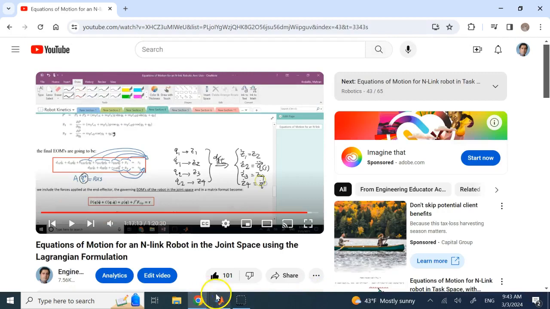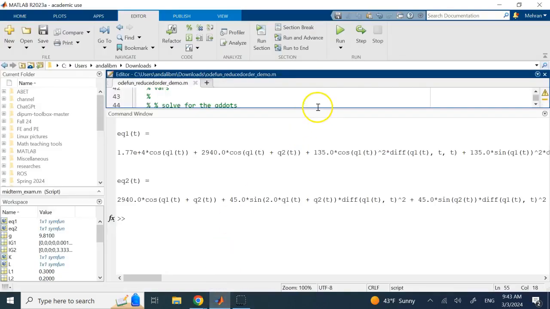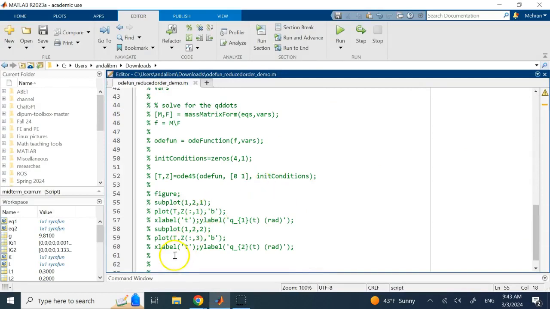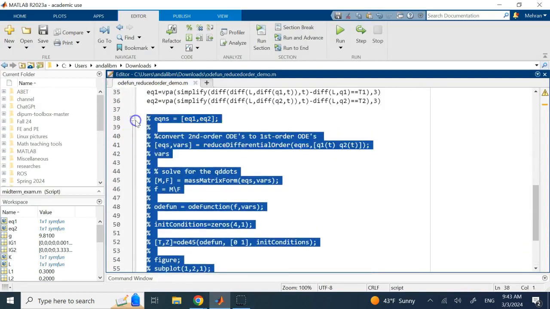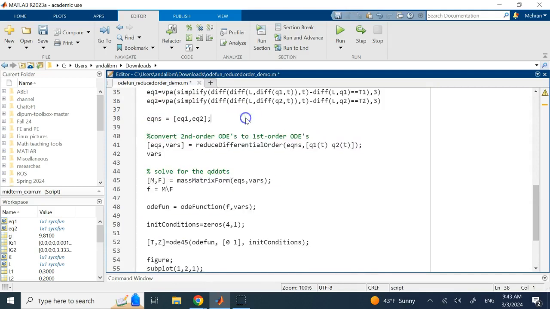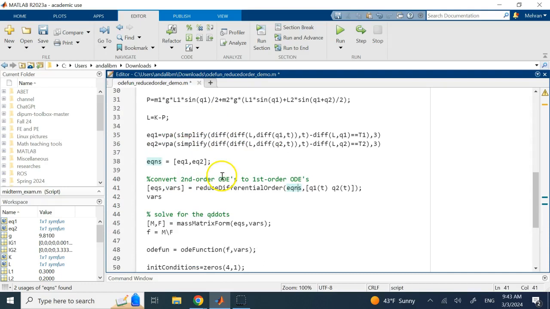Let's see how. MATLAB has 2 very valuable functions that can help you with that. What are they? Let's take a look now. The first function that you have is called reduceDifferentialOrder. This one converts your higher order ODEs, second order in this case, to first order. So you have 2 second order equations, and this will automatically convert them into 4 first order equations. It selects those dummy variables by itself, and it will give you those first 4 first order equations. How? This is the way you use this function.